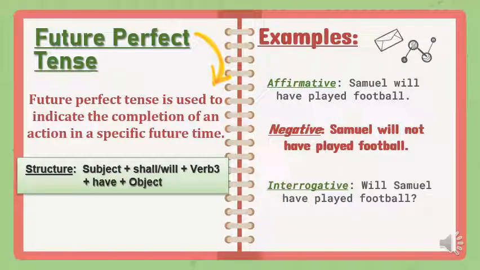Future perfect tense is used to indicate the completion of an action in a specific future time. The structure will have V3 plus have with the object. Let us see some of the examples.